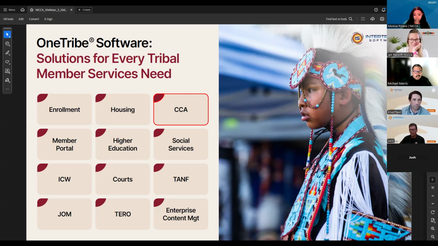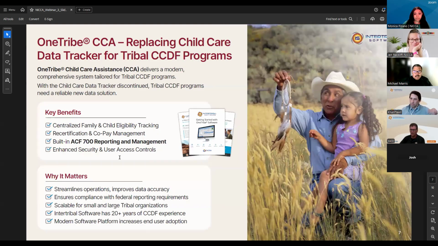But obviously in our first webinar, we talked about the fact that the Tribal Data Tracker was getting ready to be end of life, and that there would be no longer support added to that product. So we felt like there was some messaging there that was important.